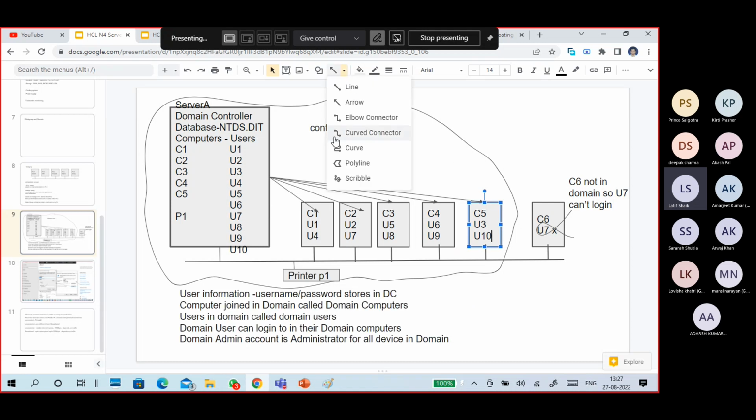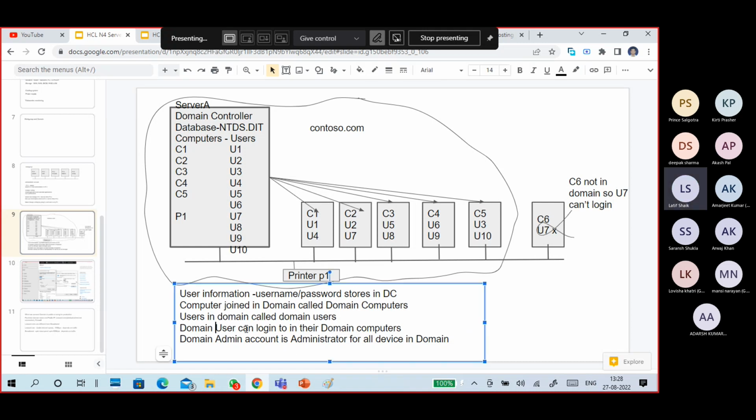How? User 1 logs in here, and the next day, user 1 logs in to C2. User 5 logs in to C5. User 4 logs in to C1. Like that, they are able to interchange, meaning a user in the domain can log into any domain computer. Domain users can log into any domain computer.